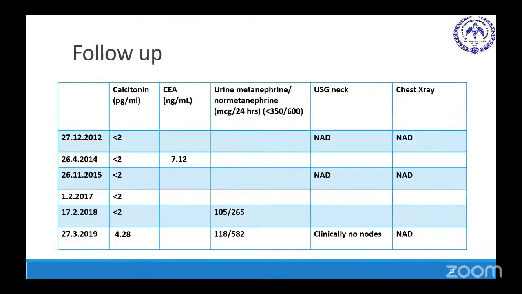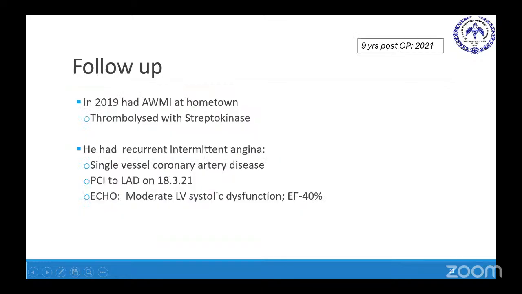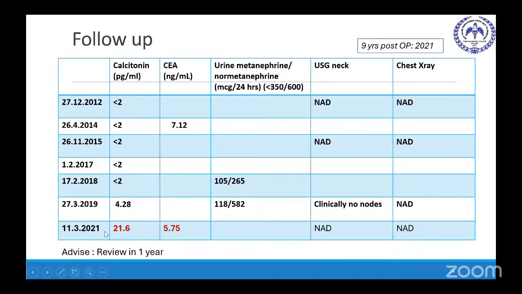So we followed up our patient at least for 7 years post-operatively. We see that he had an excellent response. And in 2019, he had developed an anterior wall myocardial infarction. In 2021, 9 years post-operatively, his calcitonin level became 21 and the CEA was 5.